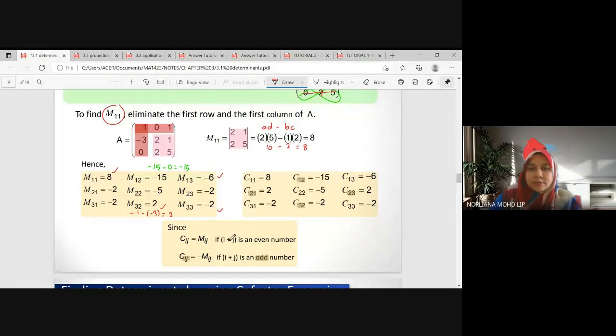Okay, if i plus j is even, then it is positive. If i plus j is odd, it is the negative of the minor. Okay, so kat sini C11 is positive kan. So positive times 8 is positive 8. Okay, the second, M12, is negative sign. So negative times negative 15 is positive 15.